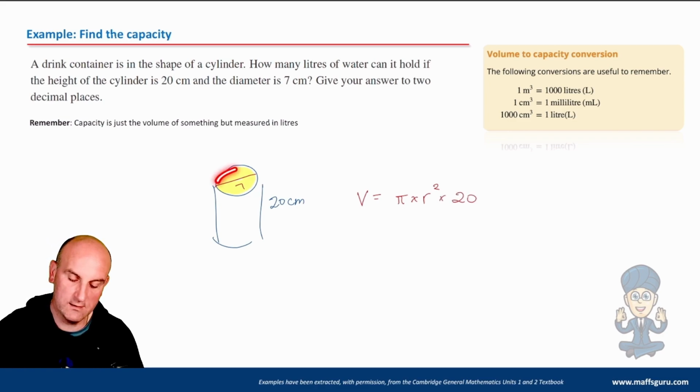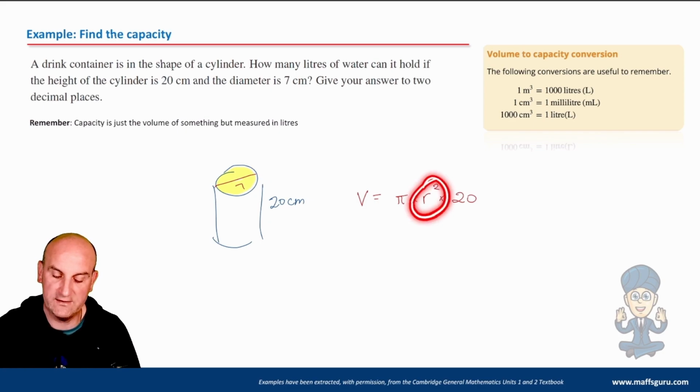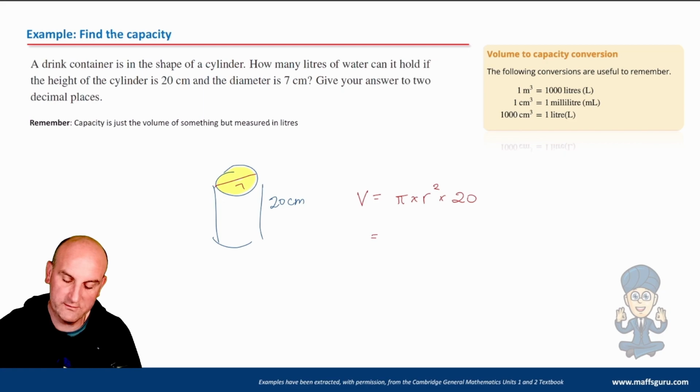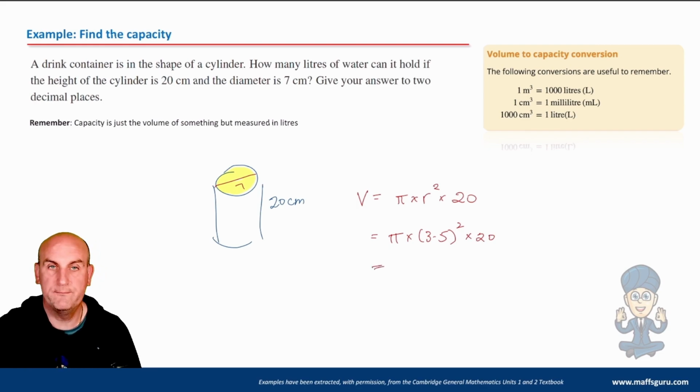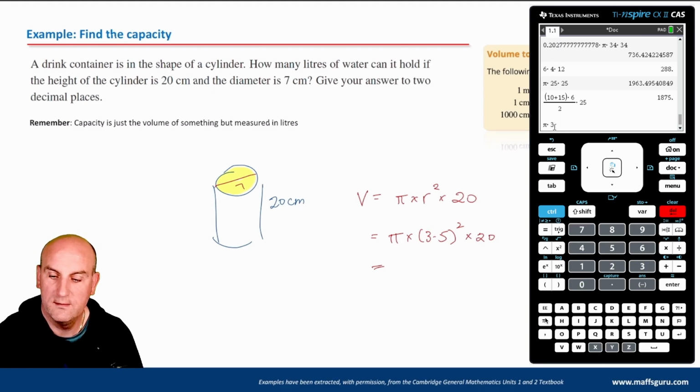Right, so again, there's my area of cross-section, which is pi r squared, times how far back it goes, or in this situation, the height of 20. But what's my radius? It's not 7, it's 3.5. So my volume is going to be pi times 3.5 squared times 20. Right, bring up my calculator. So pi times 3.5, times 3.5 times by 20.